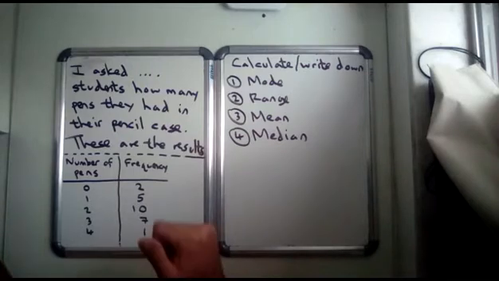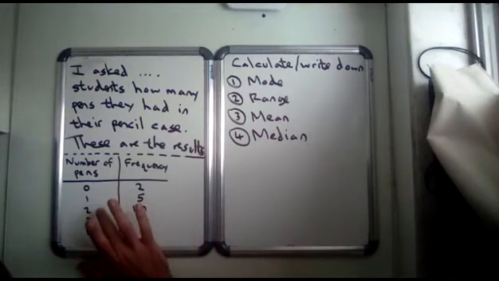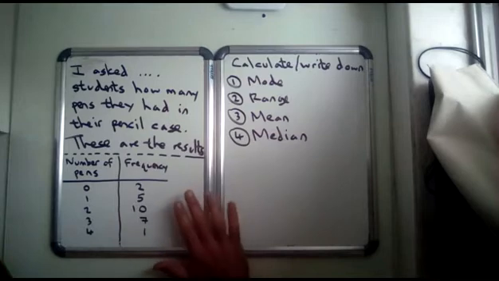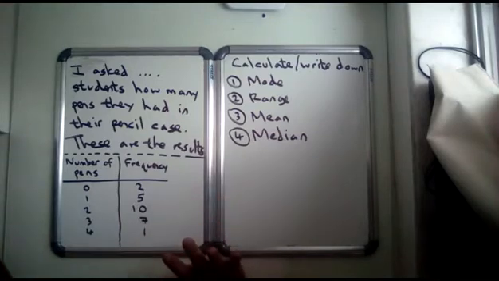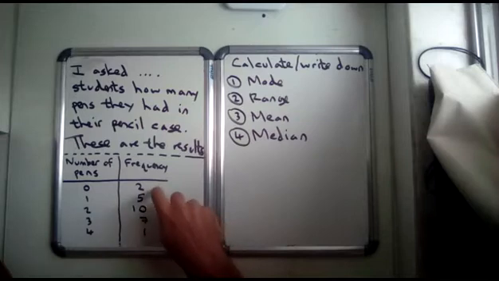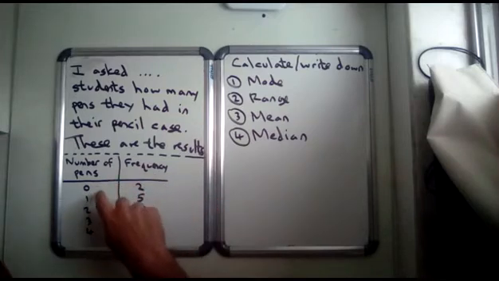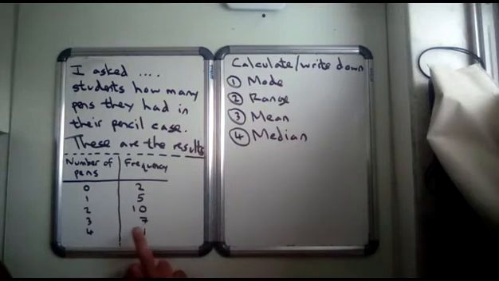Frequency is how many. So number of pens, 0, 1, 2, 3, 4. Frequency, 2, 5, 10, 7, 1. So if you haven't seen frequency tables before or for a while, you sometimes forget what they are. This means 2 people said they had no pens. 5 people said they had 1 pen, and so on. 7 people said they had 3 pens in their pencil case.